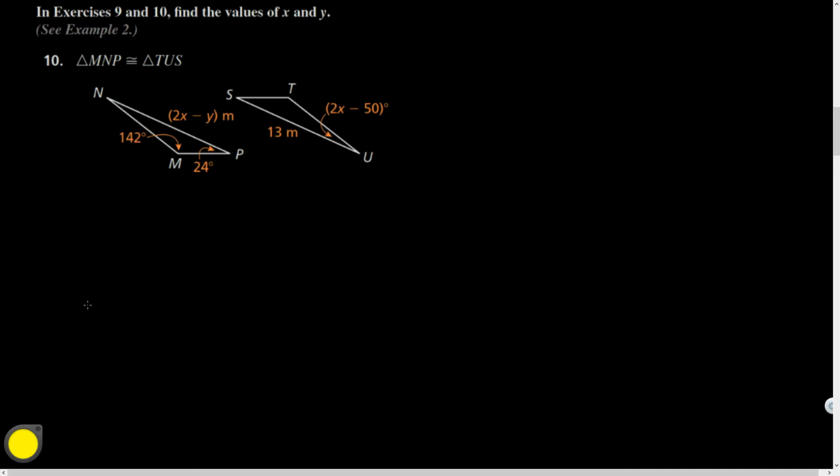All right. Here we go. A little bit trickier. Let's try to find x first. x is in the expression 2x minus 50. That's that angle right there. And thoughts?